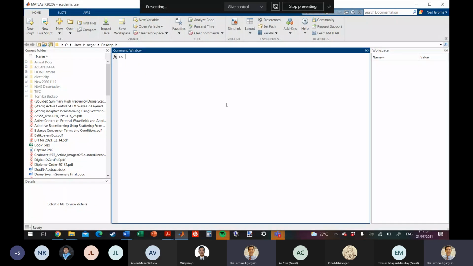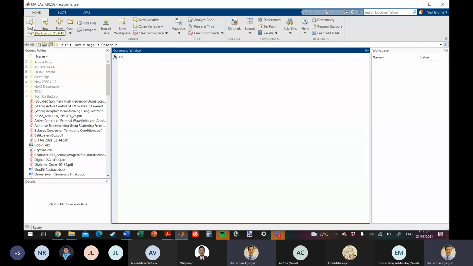Okay, so I hope you guys see my MATLAB screen. When you open MATLAB, you'll be greeted with this interface. If you want to write a new code, you can click on New Script over here.